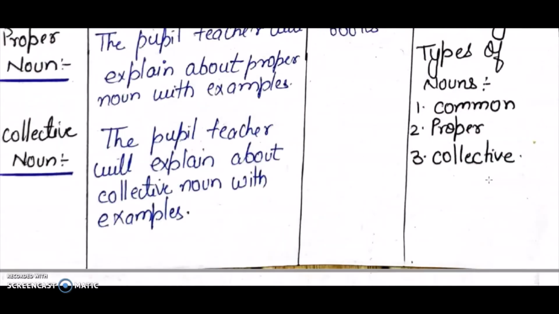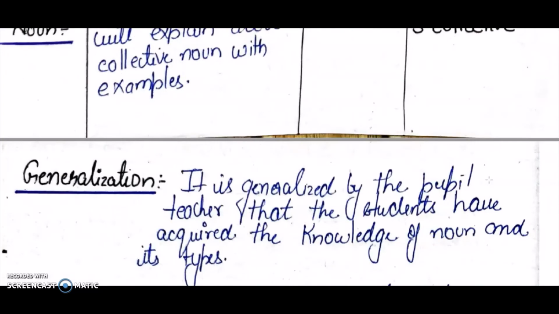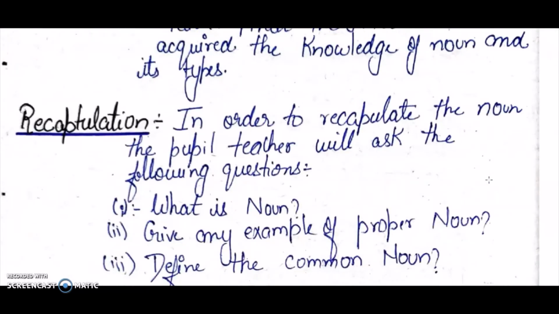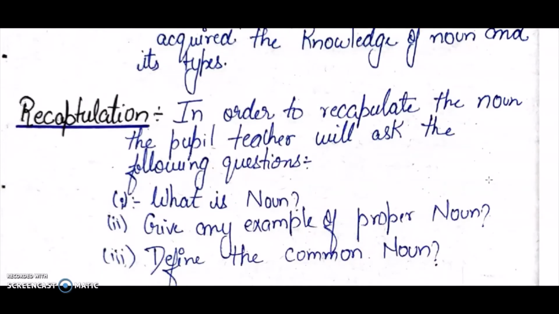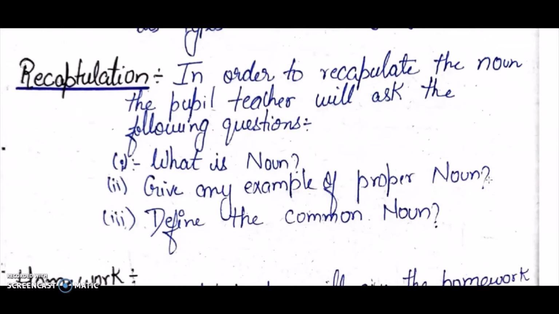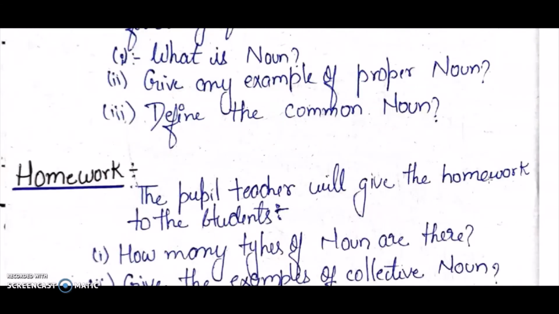What is recapitulation? Recapitulation is asking questions to see whether students have learned and understood the chapter clearly or not. So teacher will ask some questions like what is noun, give an example of proper noun, define the common noun. Then the teacher will end the class by giving homework to the students. So this was our macro lesson plan of noun.